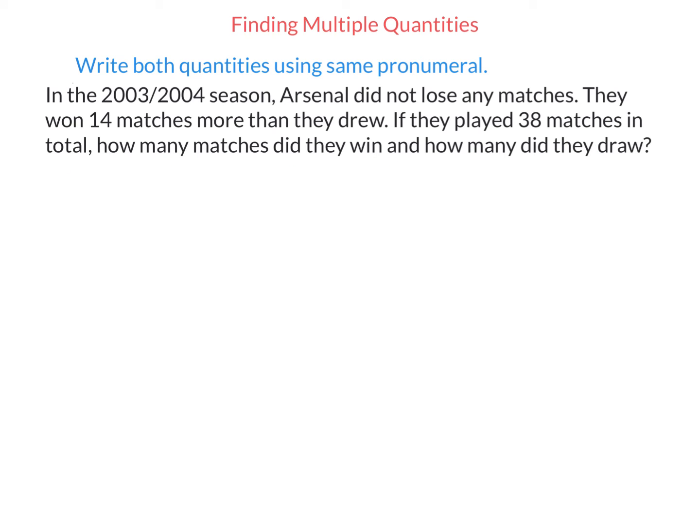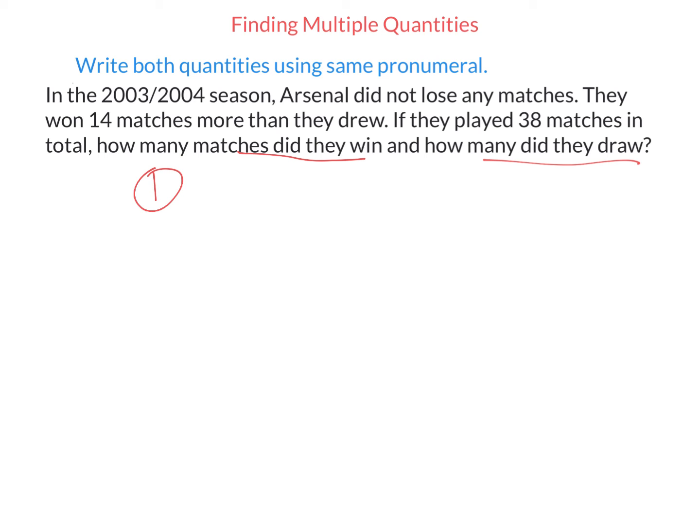So this is what I mean when there are multiple quantities. Unlike the previous question, the thing that we wanted to find was James's age. In the one before that, we were finding how many hours worked. In both of those questions, there was only one thing we didn't know, one thing we needed to find. Here there are two. How many matches they won, how many they drew. This is an example of a question in which there are two unknown quantities. So we're still going to follow the same three steps.